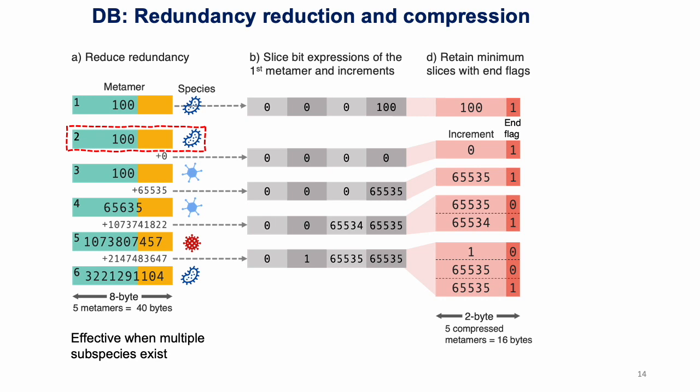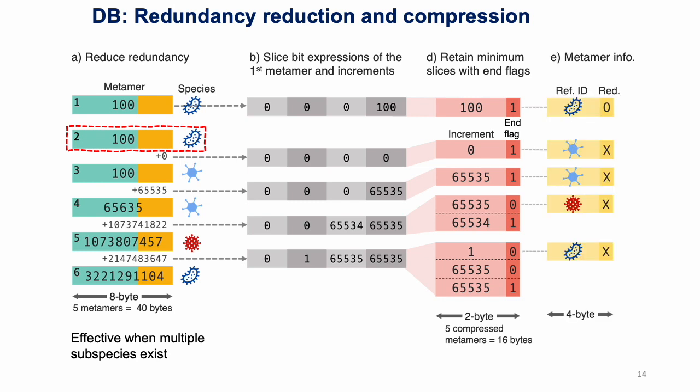And for the second metamer, all bits are turned off, so just one slice with all bits turned off is stored, and so on. And the end flag indicates that these slices are from the same value. And for each metamer, the taxonomic information is stored to be used in the classification process.